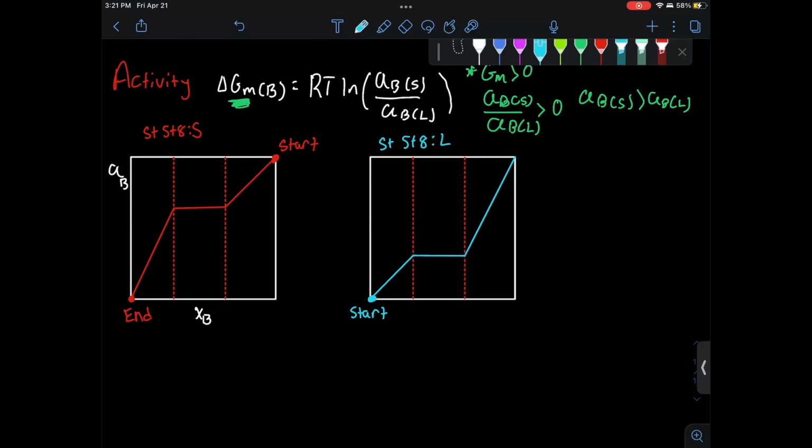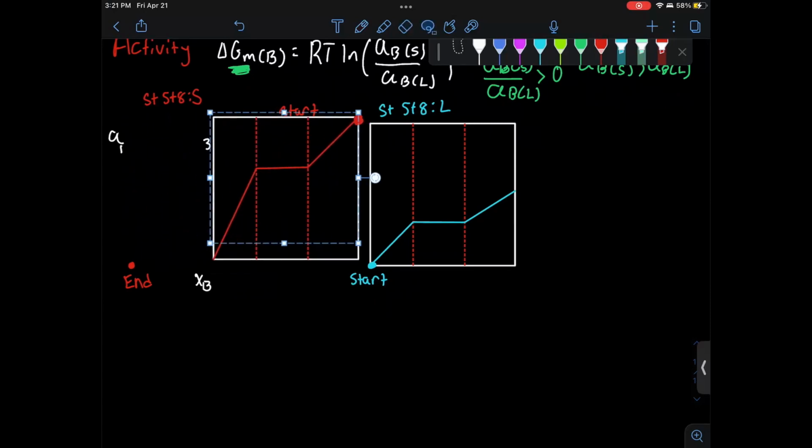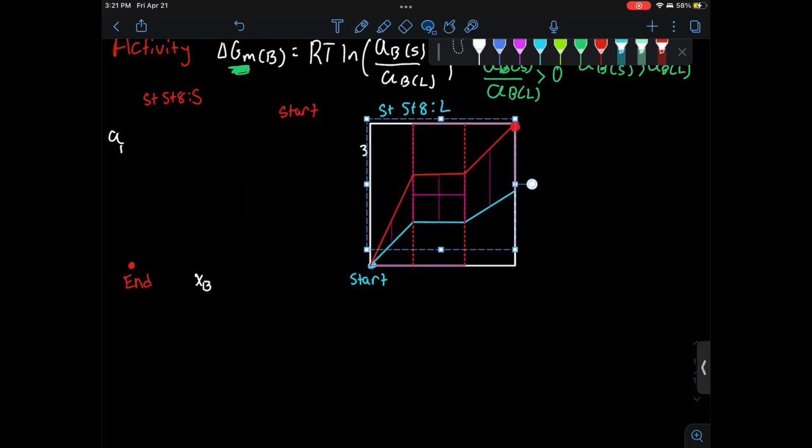Why is this? Well, I know my activity when I'm a liquid is less than the activity as a solid. And I just said when I have all solid, our activity is 1. So this is going to have to be less. When I merge these two graphs together, you'll see that this makes sense.